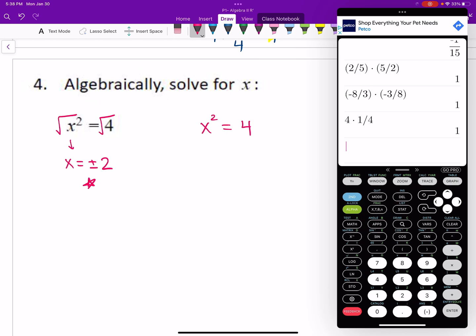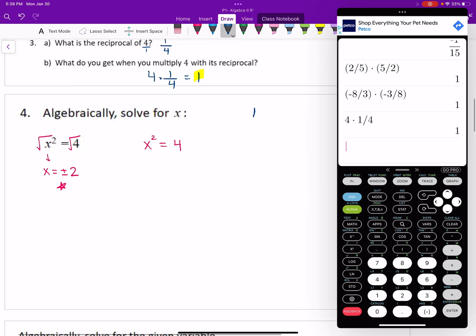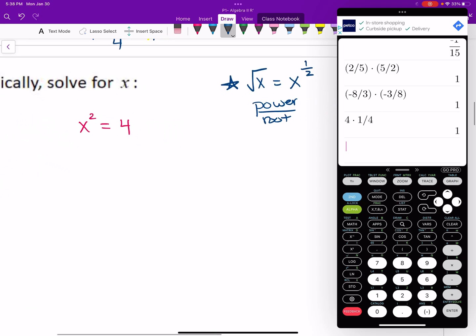Now we're going to learn another way to solve this. We just took the square root of both sides, but if you remember yesterday, we talked about the square root. Let's say we have the square root of x. We talked about power over root. That square root is the same thing as the 1/2 power. So really, taking the square root of both sides is taking the 1/2 power of both sides.